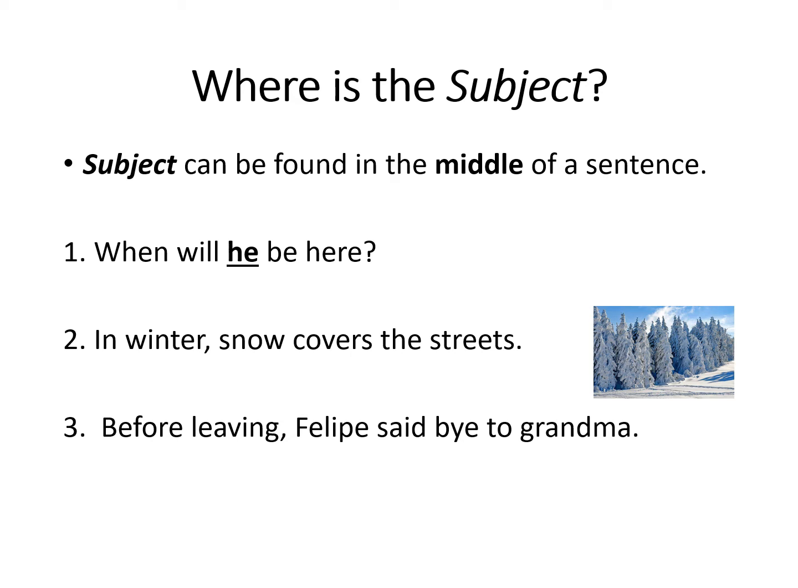Let's go to sentence number 2. In winter, snow covers the streets. Ask yourself, who or what am I talking about? Well, I'm not talking about a person, so that's out. And I'm left with what? What is the focus of the sentence? The focus of the sentence is snow. I'm saying that snow covers the streets, and this happens in winter. I'm focusing on snow. So this would be the subject of my sentence.